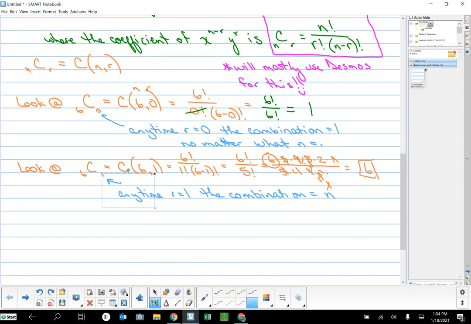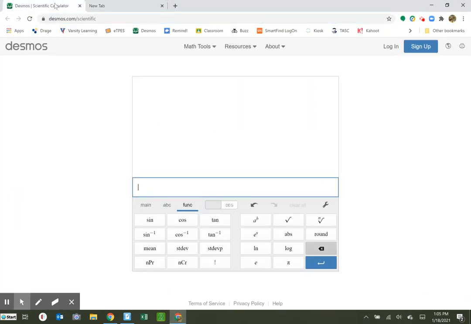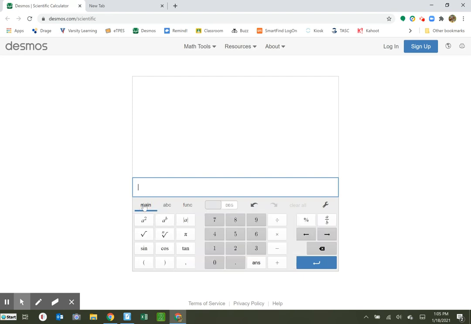Now, I'm going to attach my keyboard really quickly because this works a lot better when I use my keyboard. Then we're going to go to Desmos and take a look at how to use this. So I'm going to go to the scientific calculator, and here's what you're going to want. If I wanted to evaluate, let's say, the combination of 10 comma 3, you can see normally you're on this main screen. So we're going to go to this function screen.